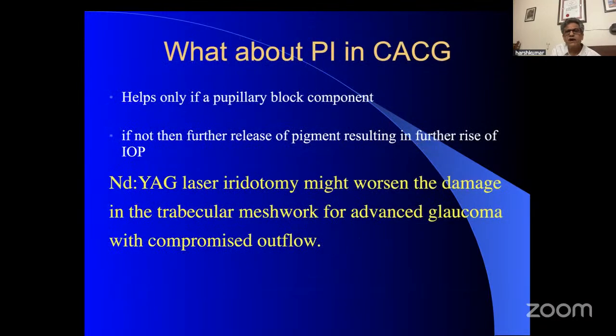What about chronic angle closure? Now in chronic angle closure, again, if there's an element of pupillary block, yes, it is going to help. But otherwise, if the angle is already closed up, then you are actually going to worsen it by increasing the pigment release.